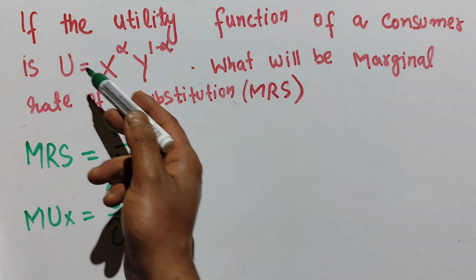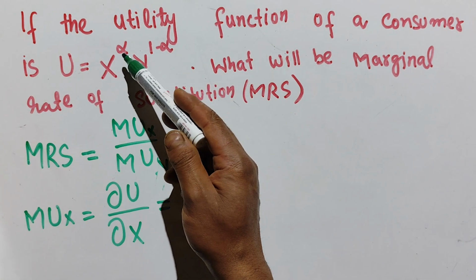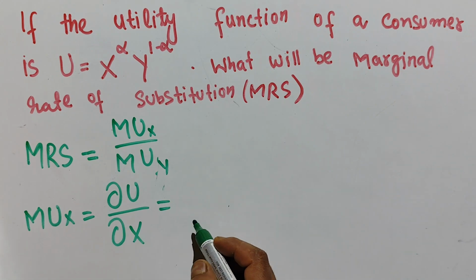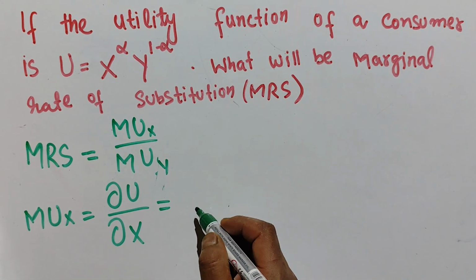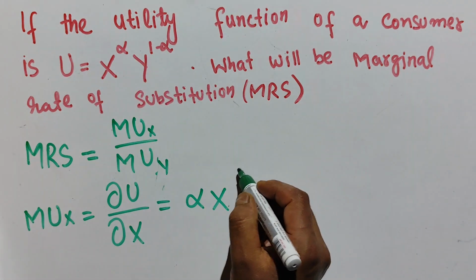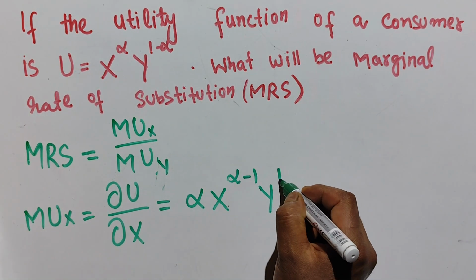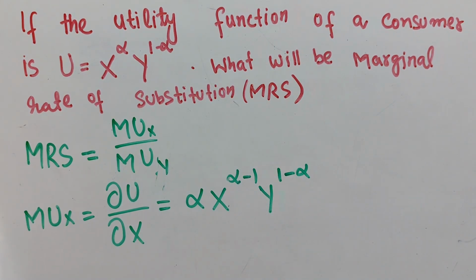So given this utility function, taking the derivative with respect to x means the exponent of x becomes the coefficient. So if I write it here, alpha becomes the coefficient, then we have x, and alpha is subtracted by 1 by the power function rule. y remains the same as it is, as 1 minus alpha is the exponent.